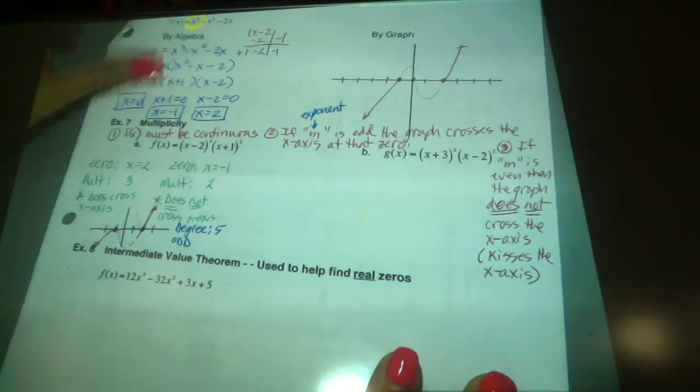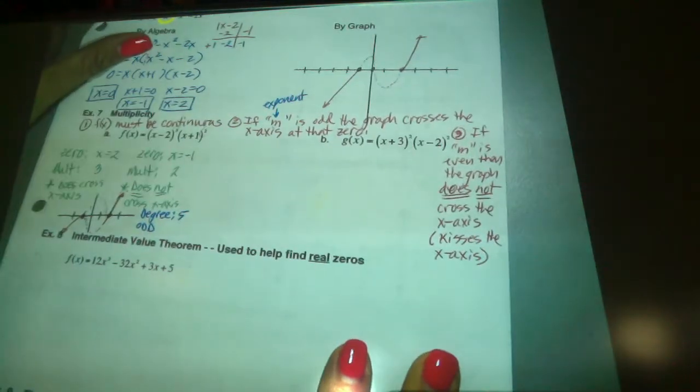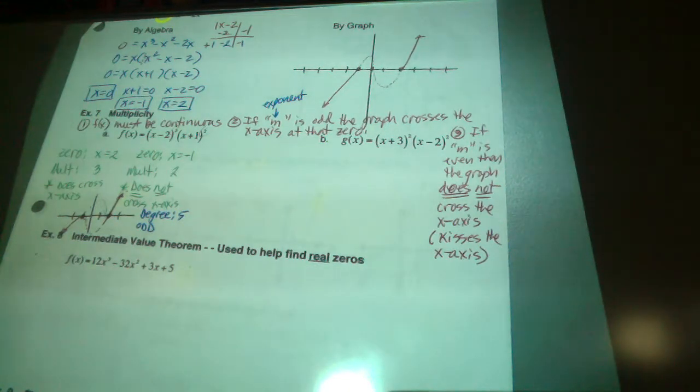All right, look at B. I want you to do B all on your own. See if you can figure out what the graph looks like, based upon the multiplicity, based upon figuring out what the leading coefficient is, positive or negative, and whether the degree of the polynomial is even or odd. So go through that same process.